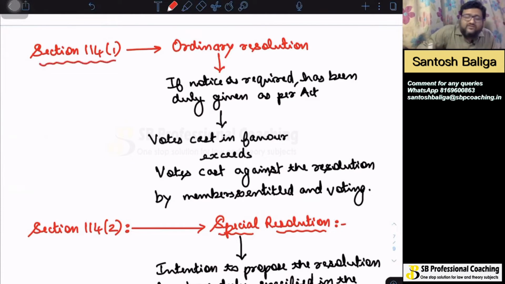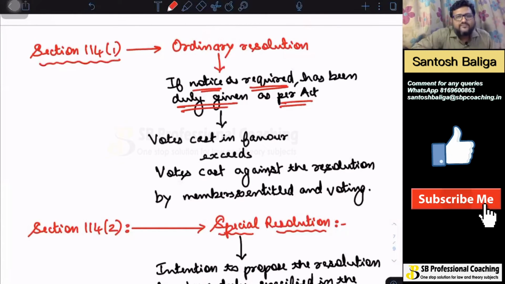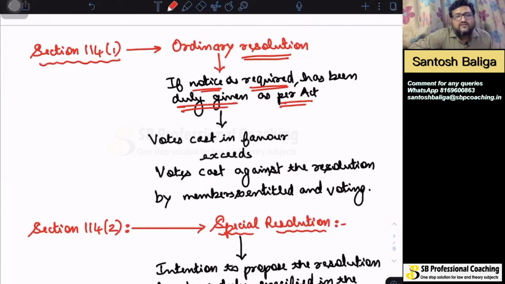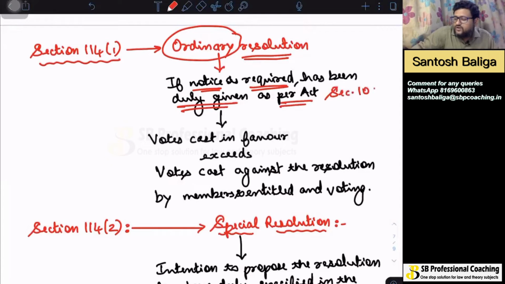It is covered under section 114, subsection 1. Ordinary resolution, if notice is required, then it should have been duly given as per the Act. So in general meeting, obviously a notice is required. A notice shall also specify the resolutions that are going to be passed, and it shall be specified that it is going to be an ordinary resolution. So notice shall be given duly as per the provisions of the Act. Which is this provision? This provision is section 101.